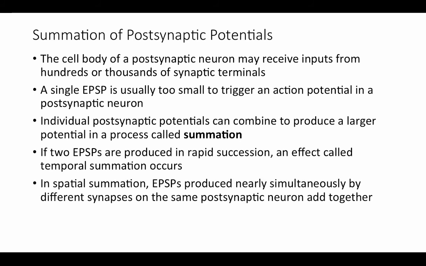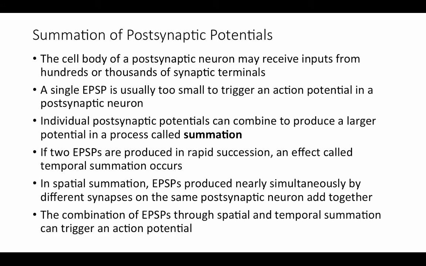In spatial summation, excitatory postsynaptic potentials produced nearly simultaneously, close together on the neuron by different synapses, are also going to add together. So if they come close together in time, and in different regions of the cell, they're also going to have this additive effect and increase the amount of depolarization or hyperpolarization that's produced. So the combination of excitatory postsynaptic potentials through spatial and temporal summation is what can trigger an action potential. It's going to take a bunch of these signals.